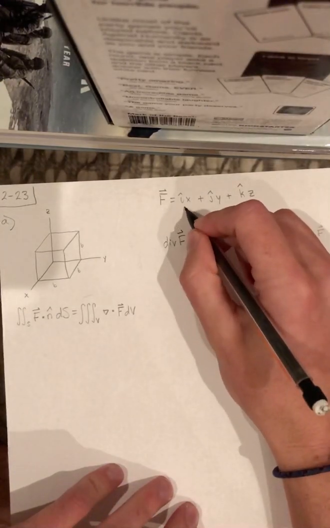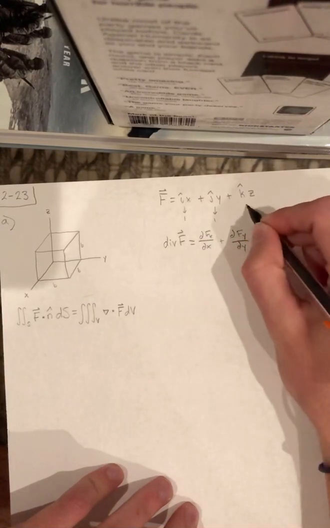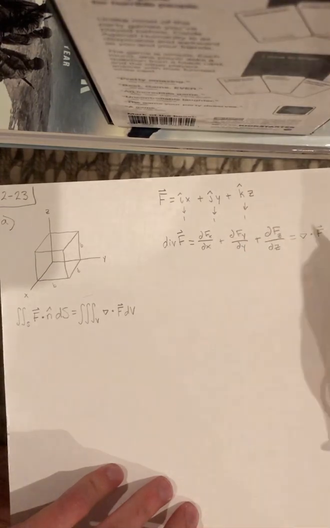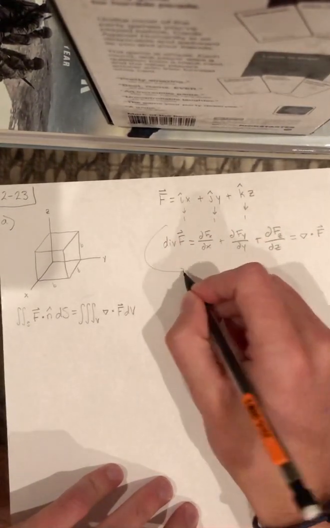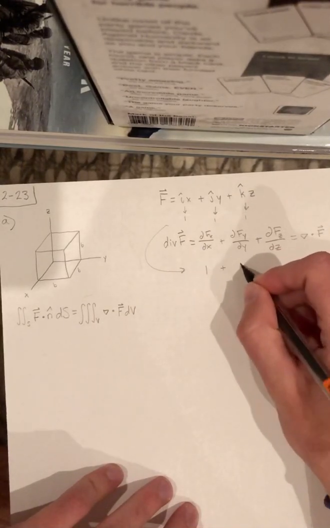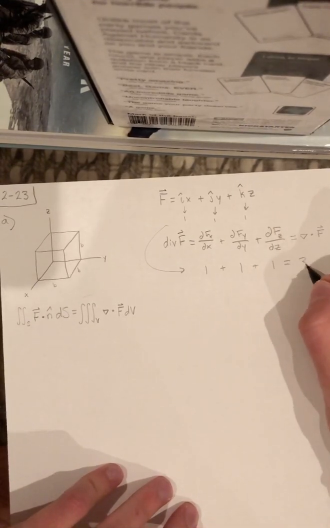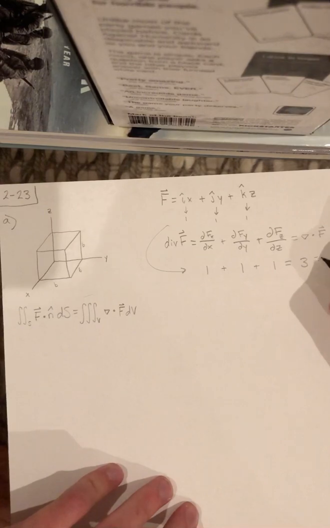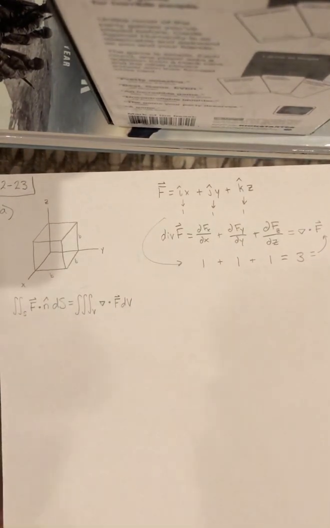So if we solve this out, it's pretty simple. This derivative is going to be 1. This derivative is going to be 1. This derivative is also going to be 1. So if we take that here, we are going to find that 1 plus 1 plus 1 equals 3. And this is also going to be del dot the vector field again.